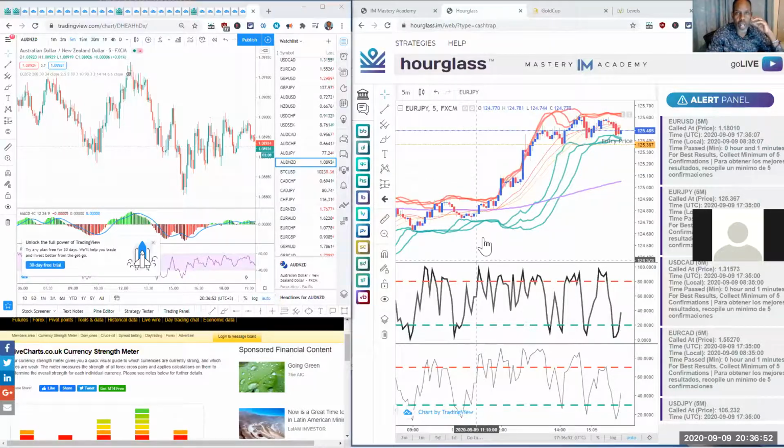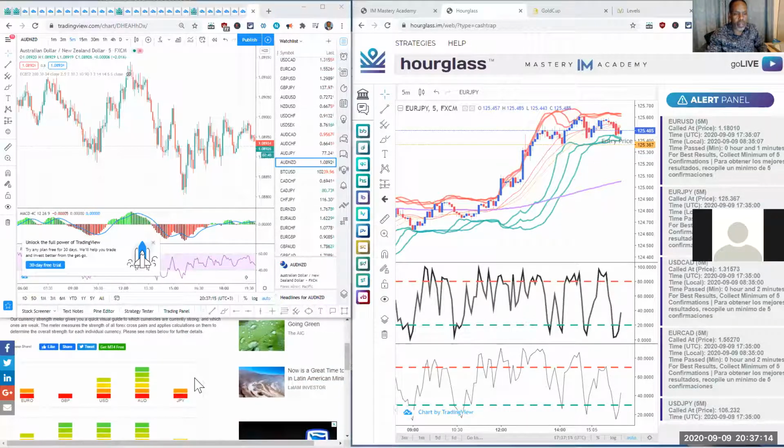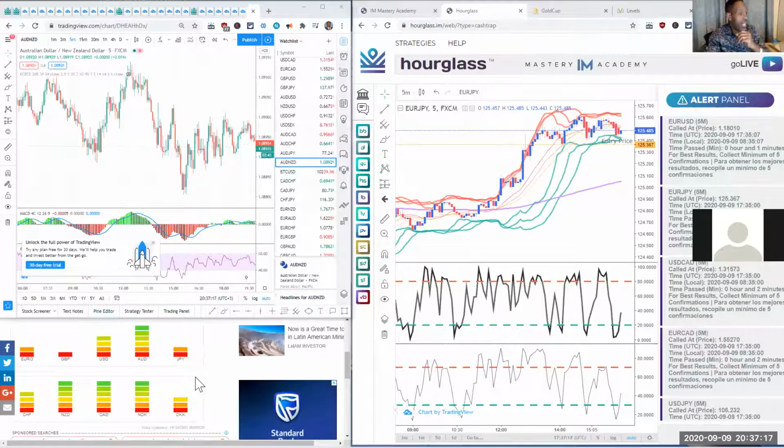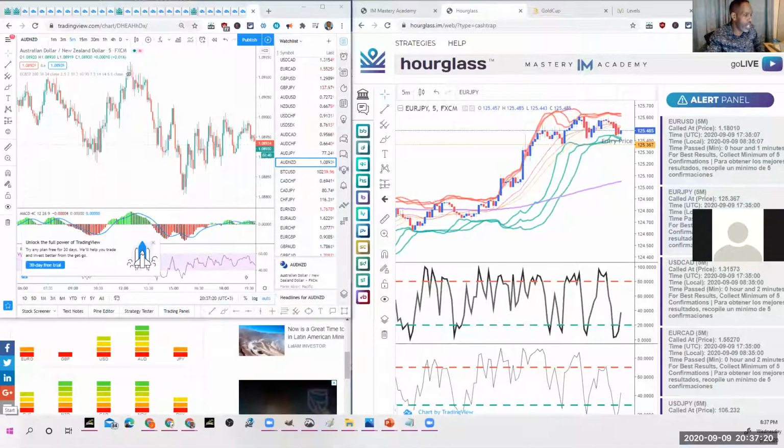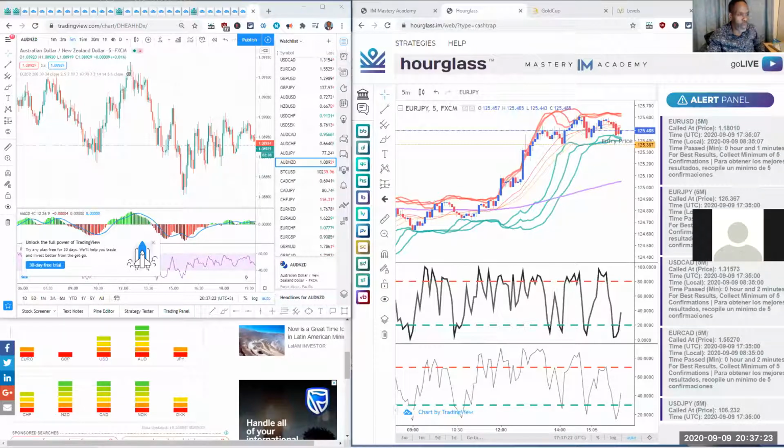Okay. All right. So you guys, tell me whether you can see my screen, which has Hourglass to the right and TradingView to the left, and this currency strength meter at the bottom left. If you are able to see that, kindly let me know. Type in 111 so that I know that you are seeing the screen that I'm talking about. You can? Oh yeah, thank you.